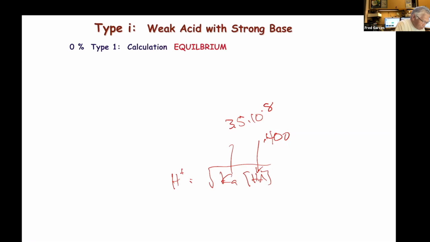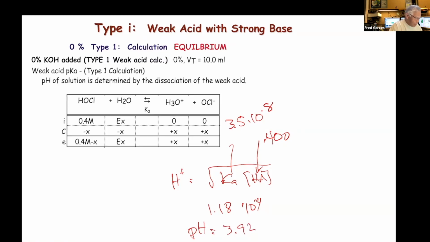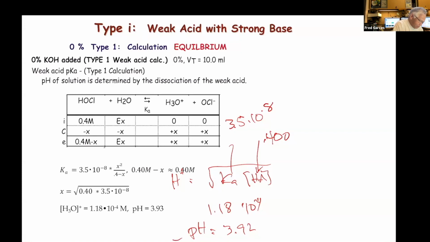That number comes out to 1.18 times 10 to the minus 4. And then I'm going to take the negative log of that, so I get the pH. That comes out to 3.92. Took me less than a minute to do that. Or you can go through the ICE table. 3.93 if you are really going to.